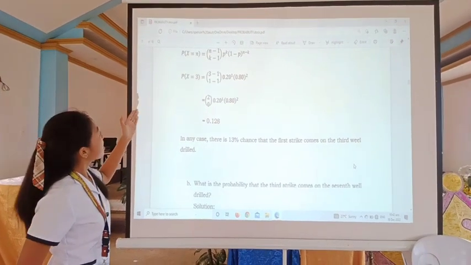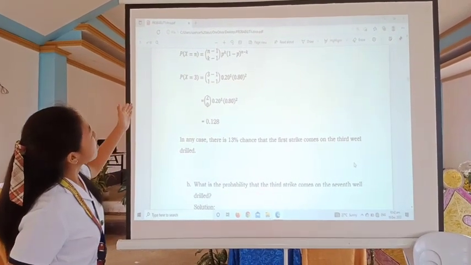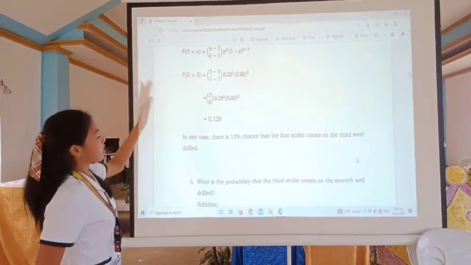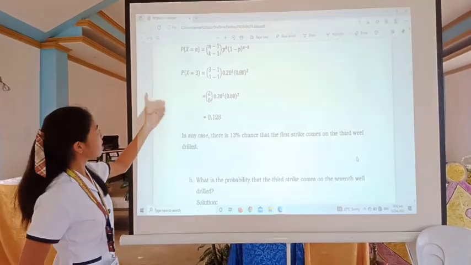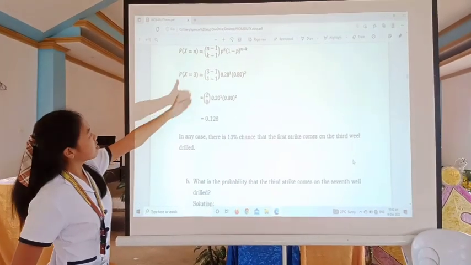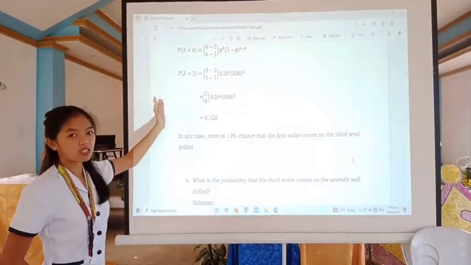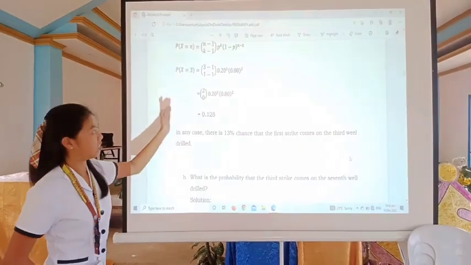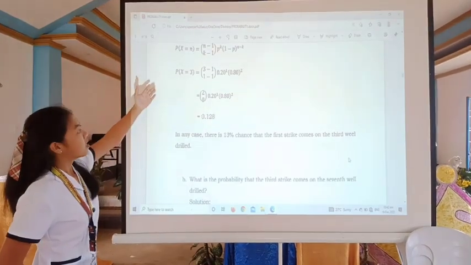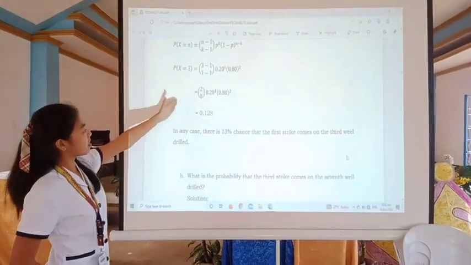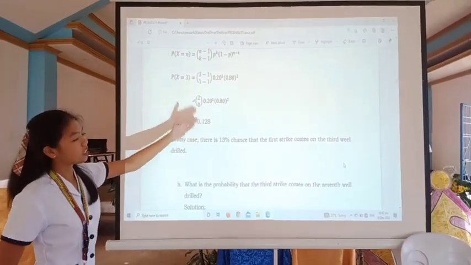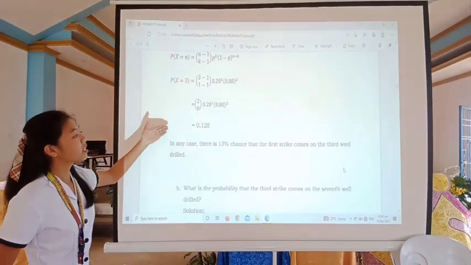The solution: P(X = n), we have the formula, the very important formula. P(X = 3), our number of trials is equal to 3, then it is equal to (3 minus 1) combination (1 minus 1), 0.20. We will just substitute all our given: 0.20 to the power of 1, 0.80 to the power of 2. And then substitute again, we get 2 combination 0, 0.20 to the power of 1, 0.80 to the power of 2.